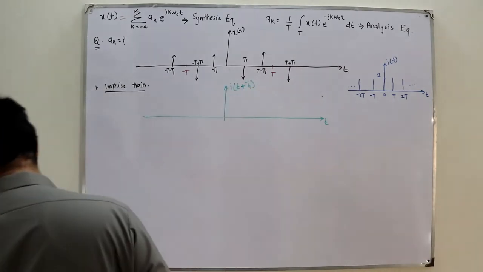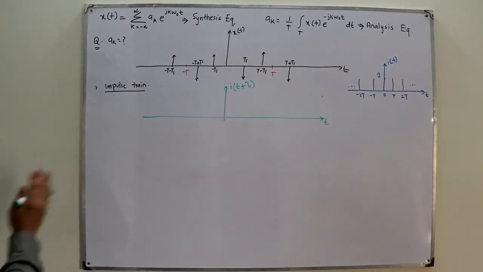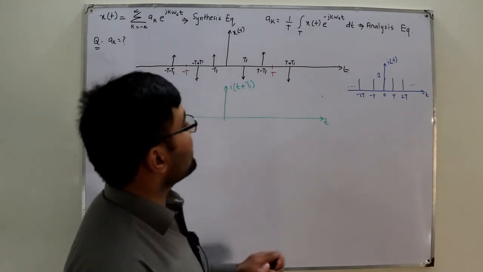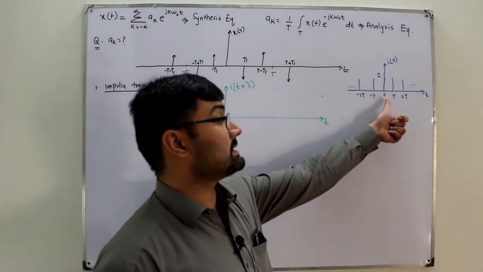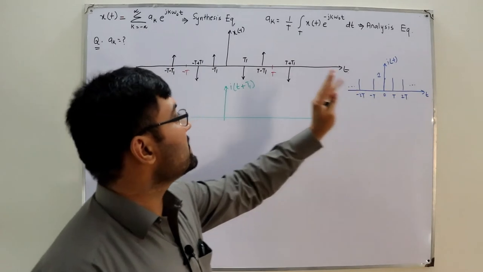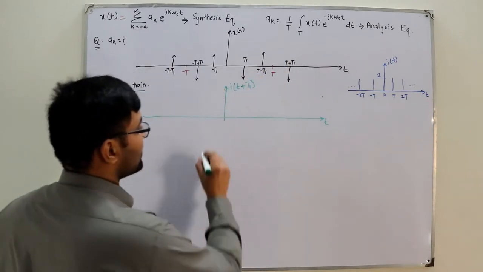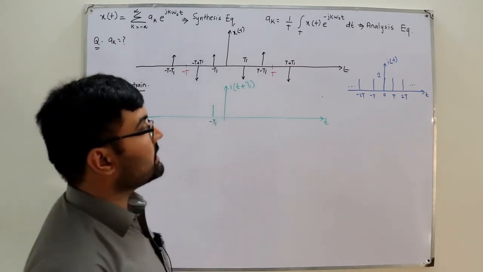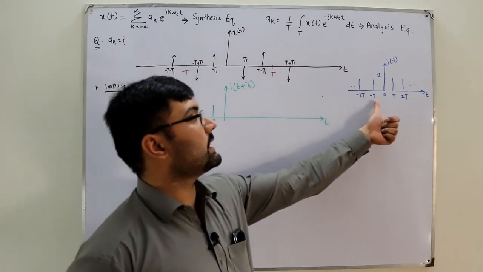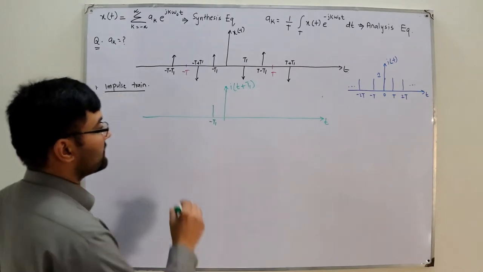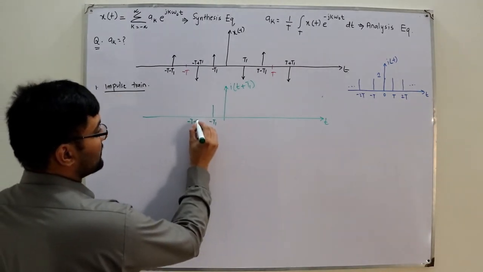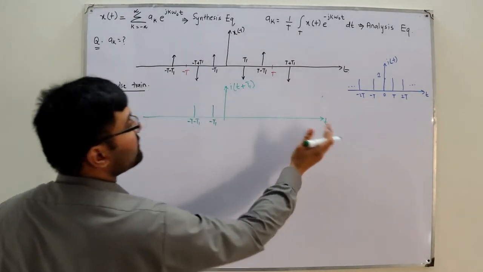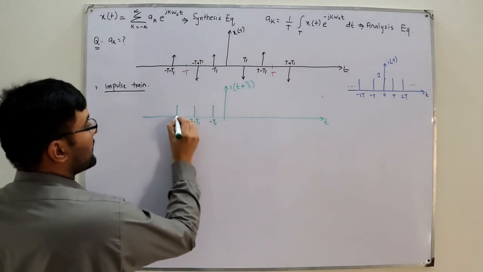So t plus T1 would mean what? It would mean a left shift, right? So if this is located at zero, it would now be located at negative T1. Similarly, the impulse at negative T would now be located at negative T minus T1. Similarly, negative 2T would now be at negative 2T minus T1.